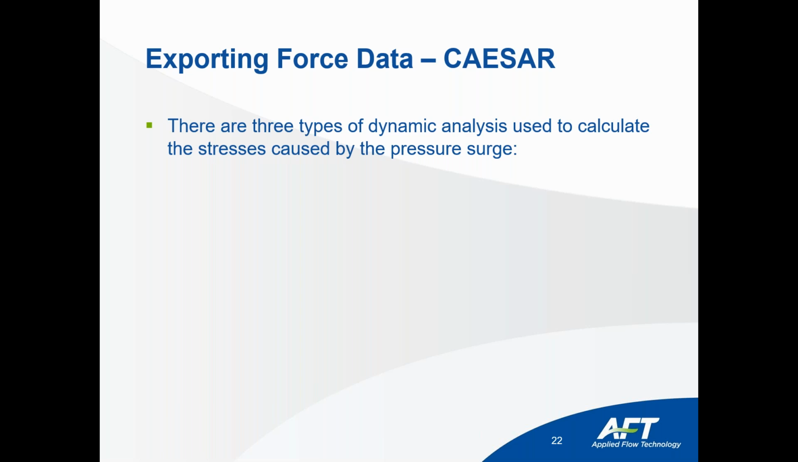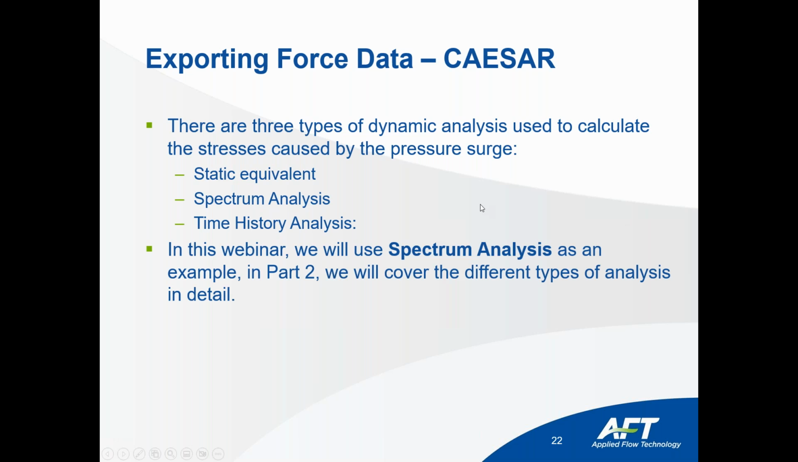There are 3 types of dynamic analysis you can use to calculate the stresses caused by the pressure surge: static equivalent, spectrum analysis, and time history analysis. In this webinar, we will use spectrum analysis as an example. In part 2, we will cover the different types of analysis in detail, and we'll see the details of how to export it to Caesar. But here we'll be working with spectrum analysis.